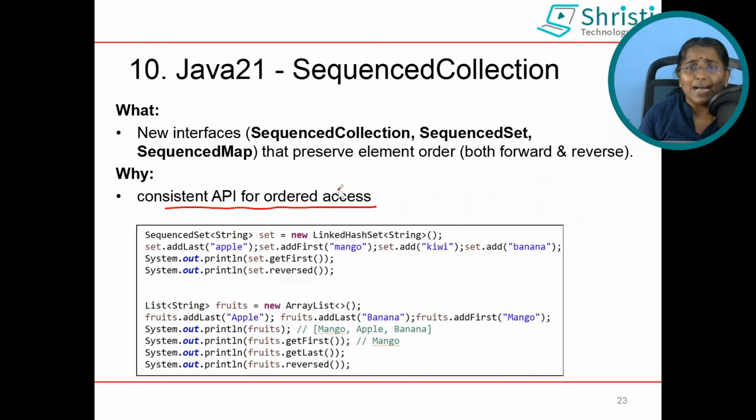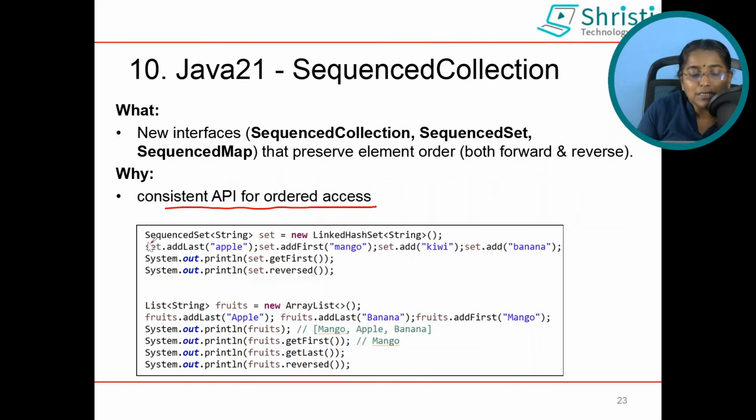What if I want to have a uniformity between all these classes? So for that purpose only they came up with SequencedCollection, SequencedSet and SequencedMap. See the example given over here. I am having a LinkedHashSet. You all know LinkedHashSet is an ordered collection. When you are adding, the elements will be added accordingly. Now what if I want to add the elements first or last?